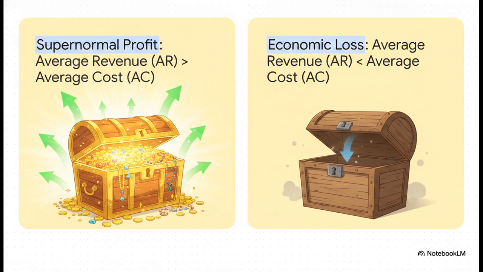It's conceptually super simple. If your average revenue, which is just the price you're charging, is higher than your average cost at that specific quantity, boom, you are making a supernormal or economic profit. But, and it's a big but, even a monopoly can suffer an economic loss in the short run if demand suddenly drops and their average revenue falls below their average cost.